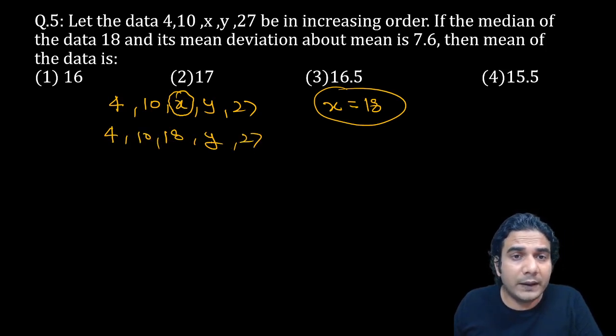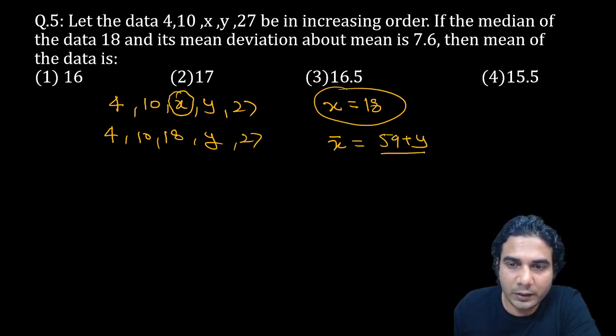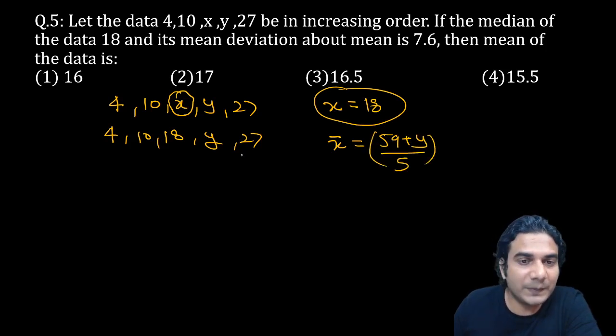Now, deviation about the mean. Deviation about the mean is: you take the difference of all the elements from the mean and take the average of that. It is given as 7.6. The mean of the data we need to find. If you write x bar, that will be, just add all these numbers: 4 plus 10 is 14, 14 plus 18 is 32, 32 plus 27 is 59. So 59 plus y, divided by 5, since in total you have 5 numbers. So this is x bar.